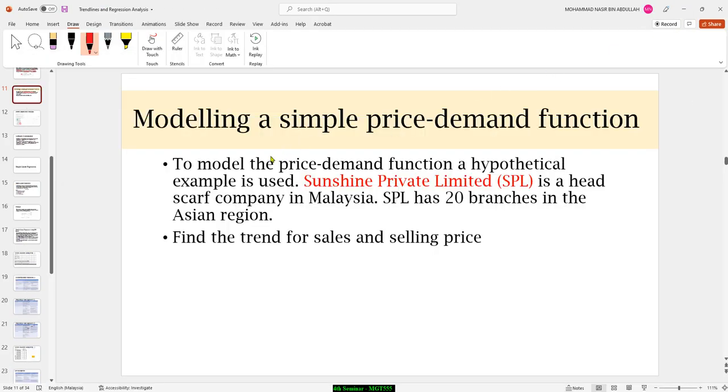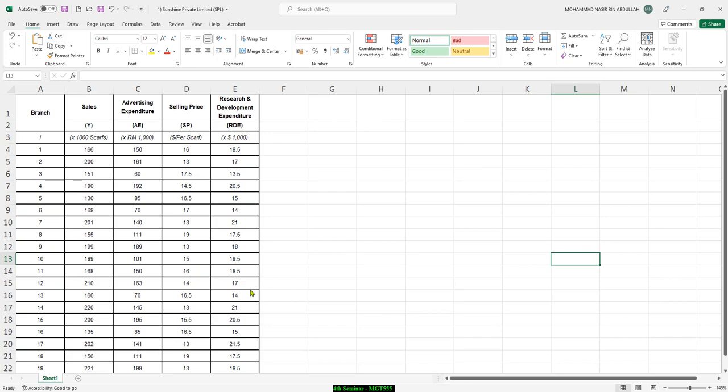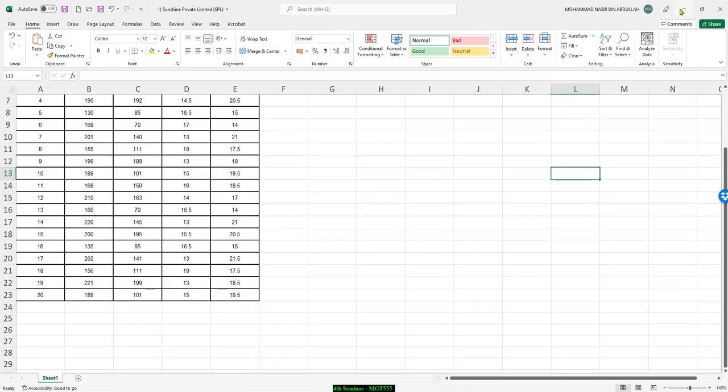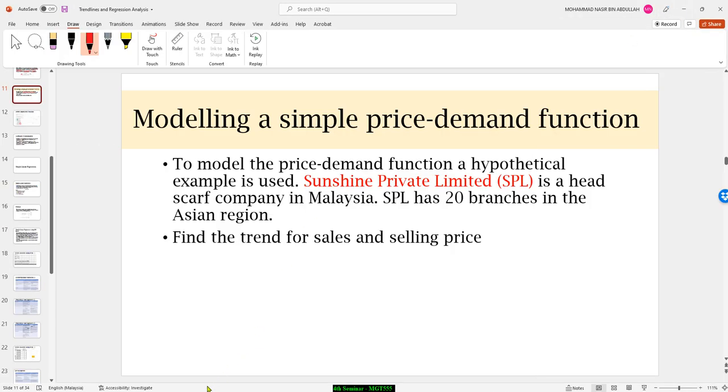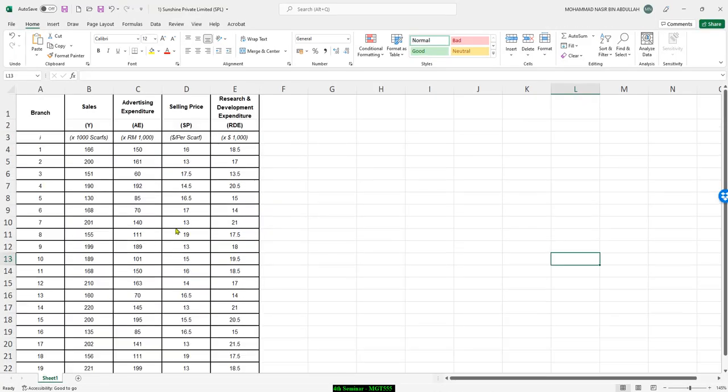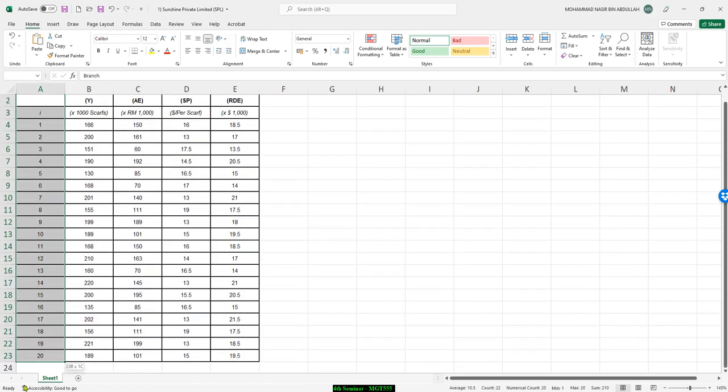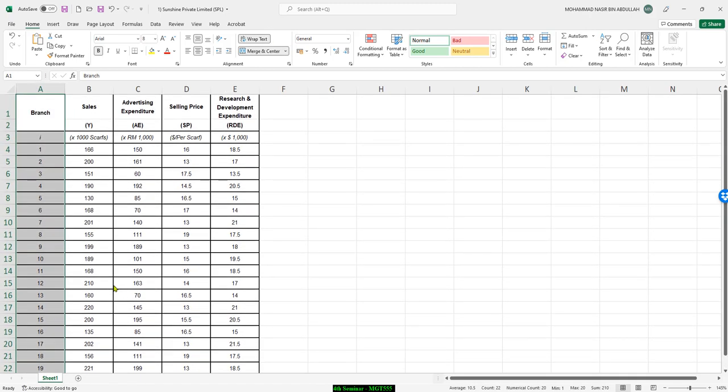So, dekat sini dia kata, to model a price demand function, a hypothetical example is used, such as Sunshine Private Limited, SPL, is a headscarf company in Malaysia. SPL has 20 branch in the Asian region. So, we want to find the trend for sales and selling price. So this is the number of branch, right? 1 until 20.